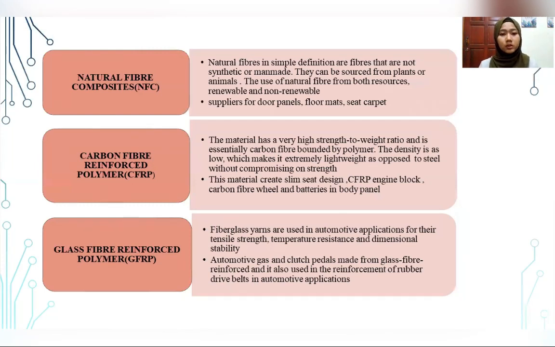Natural fiber composite, the definition is fiber that is not synthetic or man-made. They can be sourced from plant or animal. They use natural fiber from both resources, renewable or non-renewable. They supply for door panel, floor mat, and seat carpet.